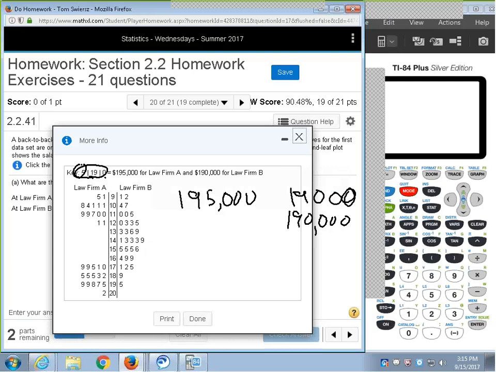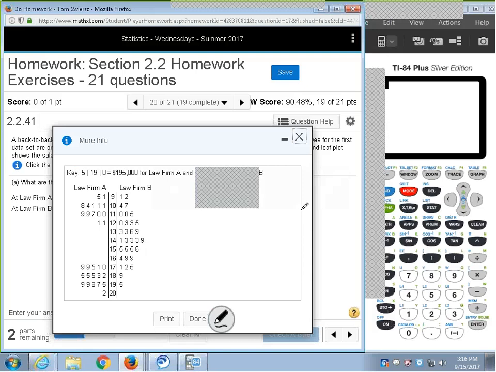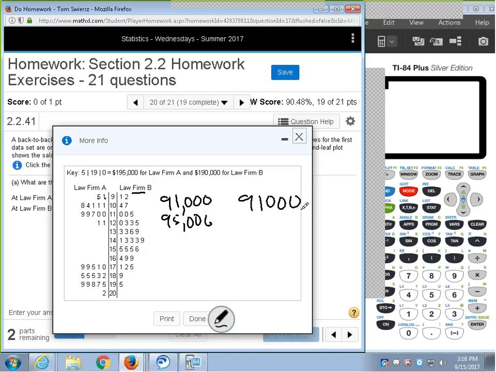what we saw right here, in this one we have just a 9, so that represents 90,000, right? Tens of thousands. So 9 is 90,000. So at law firm A, one person makes 91,000, and another lawyer makes 95,000. In B, one of them makes 91,000, and this would be 92,000, right? You see it?